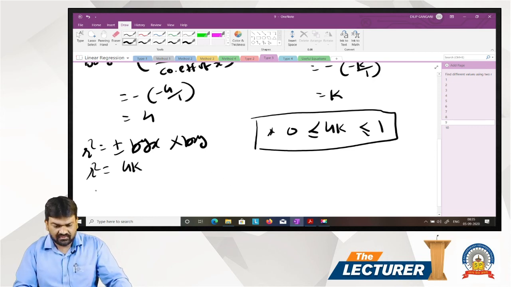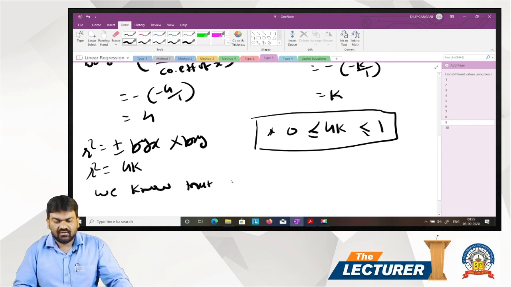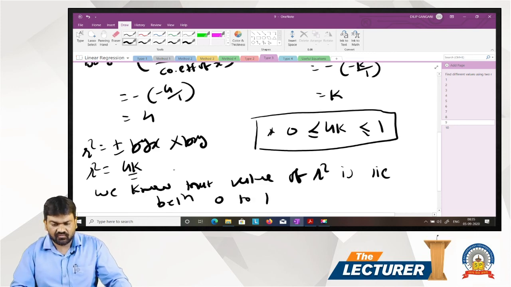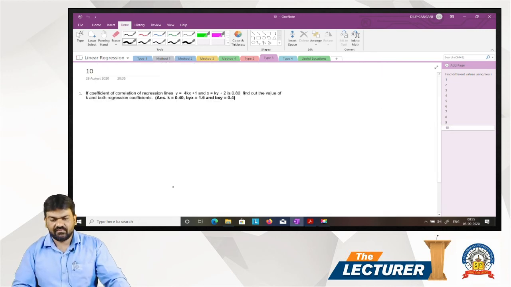We know that value of r square lies between 0 to plus 1. So r square is equal to 4k. Its value will lie between 0 and plus 1. Okay, next example number 10, last of this type.